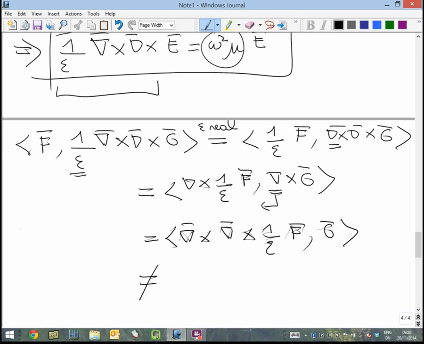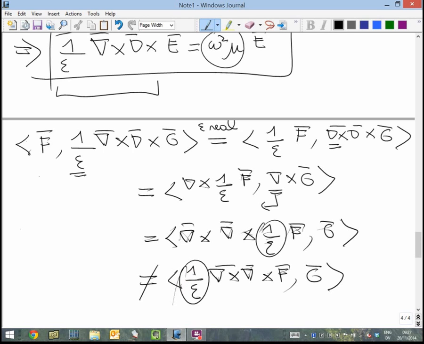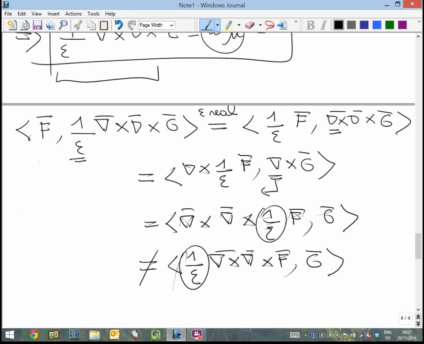However, I hope that you'll agree with me that this is something completely different from 1 over epsilon curl, which is what we'd like to have if this operator were to be Hermitian. Here the epsilon comes at the beginning of the operator chain as opposed to at the end of the operator chain. And you can easily verify for yourself that these are not equivalent, especially when epsilon is a function of r. This is only the case when epsilon is a constant. So for general epsilons, this is not the case. So this operator that we derived for the electric field is not a Hermitian operator.